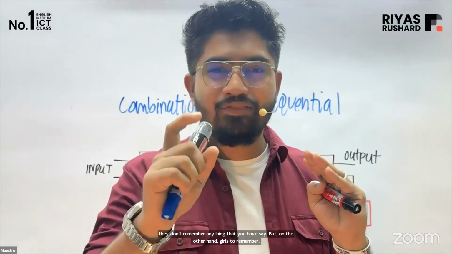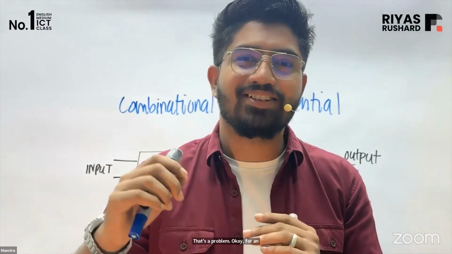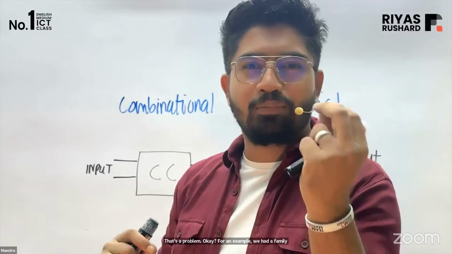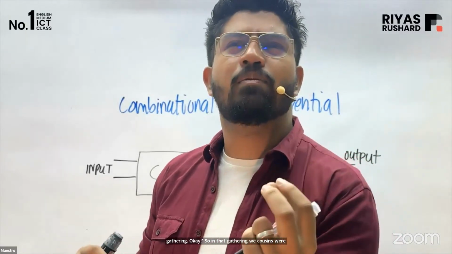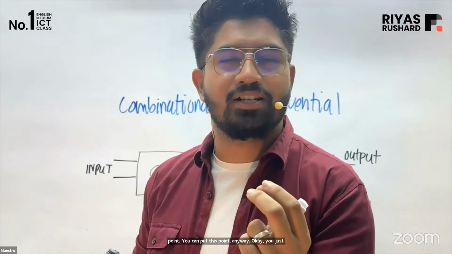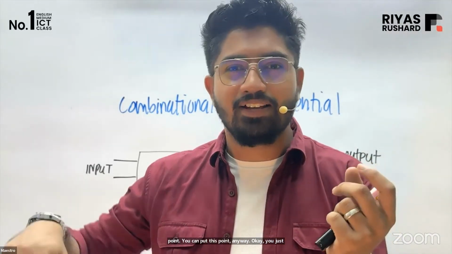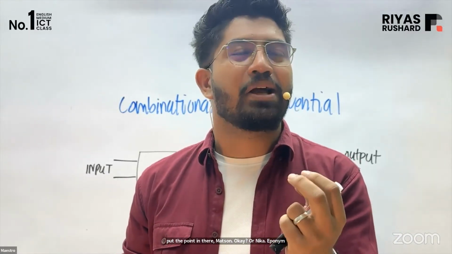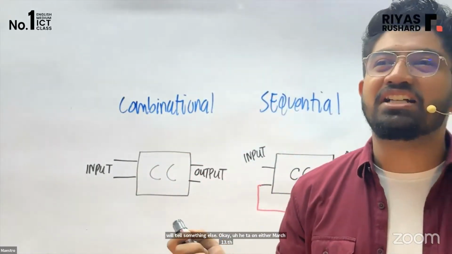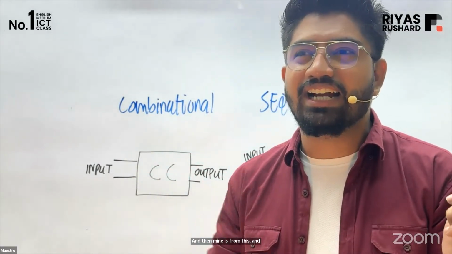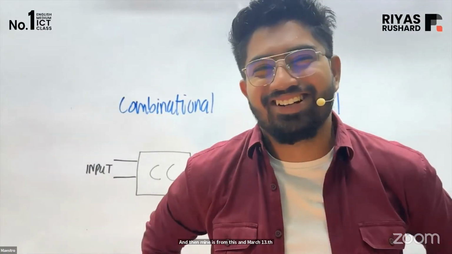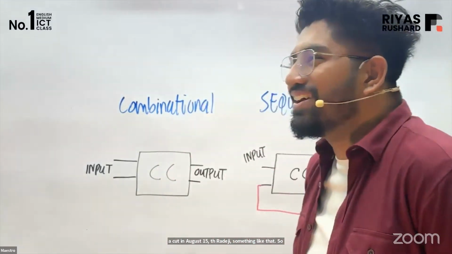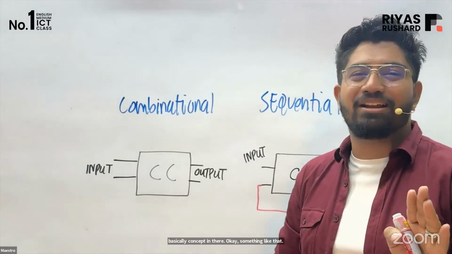That's a problem. For example, we had a family gathering, and we cousins were talking to each other, and then suddenly there is a point. Machan, when did your nikah happen? Machan doesn't know. Machan would have to get nikah again because he will tell something else. He says March 13th, and mine is from this side. March 13th, who did you marry? Our wedding happened on August 15th. Something like that. So the basic concept is boys are really bad at remembering.